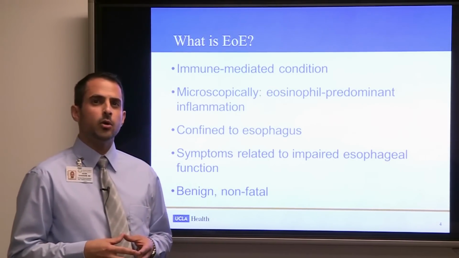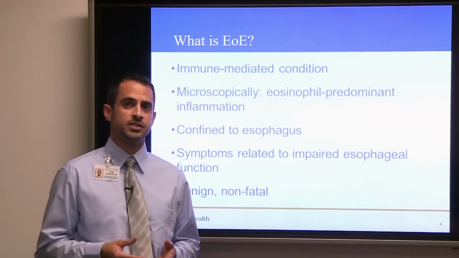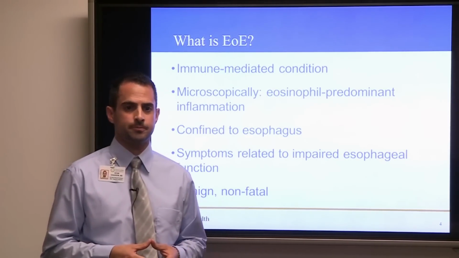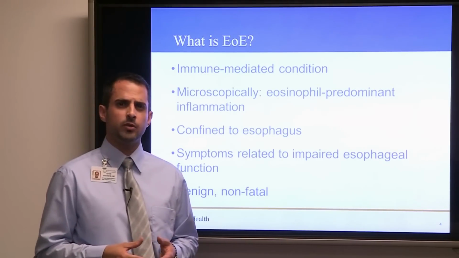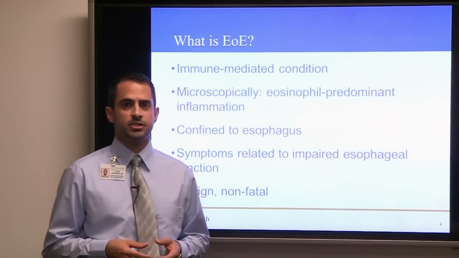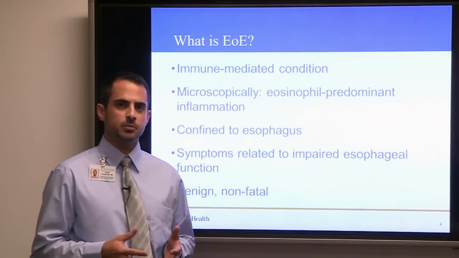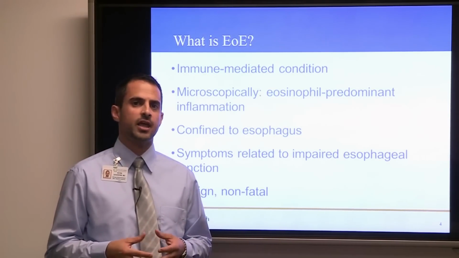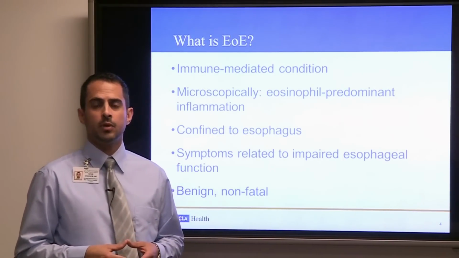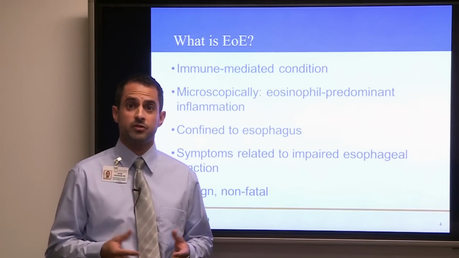Now, EOE by definition means that the inflammation is confined to the esophagus. If you have eosinophilic inflammation elsewhere in the digestive tract, it's a completely different disorder. And the symptoms that go along with EOE are really related to the impairment in esophageal function, such as the swallowing problems and heartburn that I'll talk about in a little bit. And probably most importantly, this is a benign condition. It does not have any known association with progressing to cancer, but it is a chronic condition and one with which patients must deal with for most of their life.